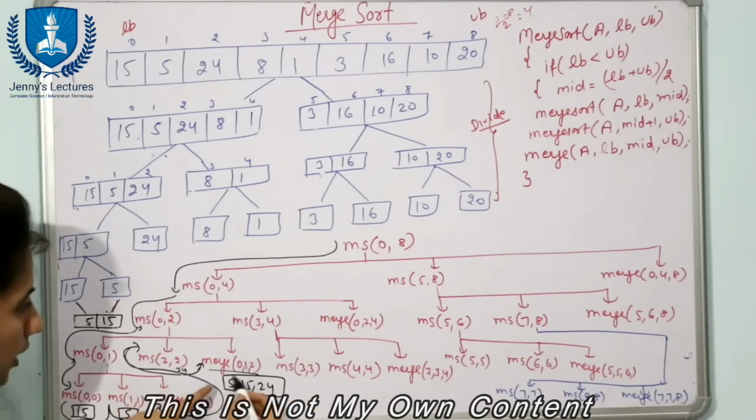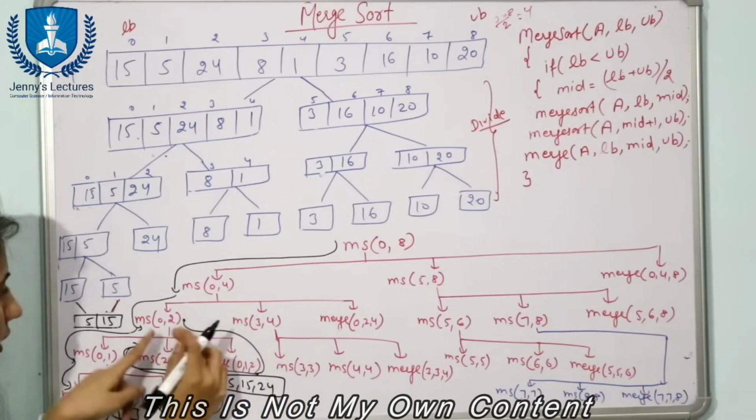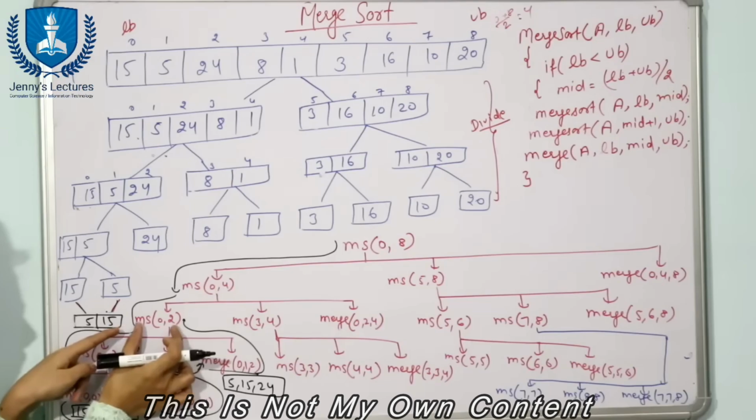Fine. Now control would go to here only. Now this one is done, 0 to 2. Now list 0 to 2 is what?